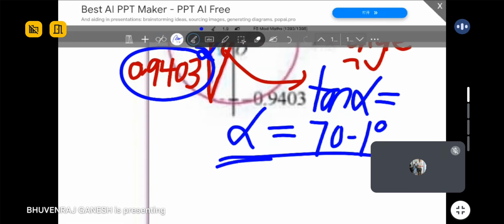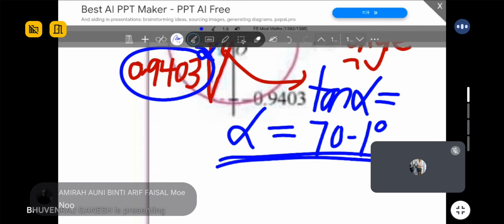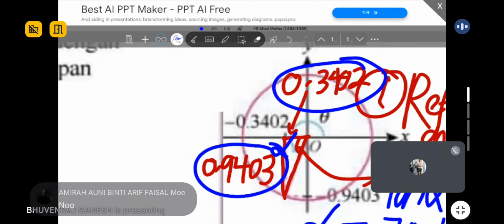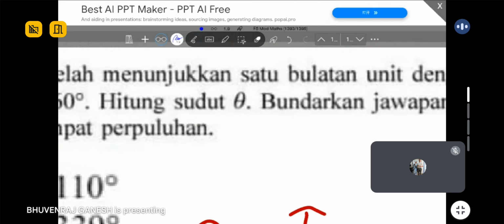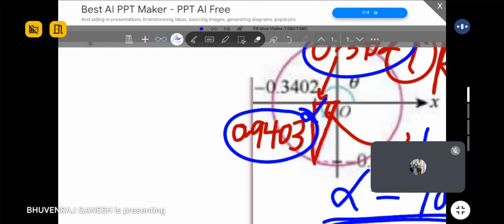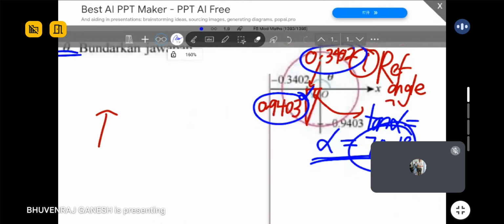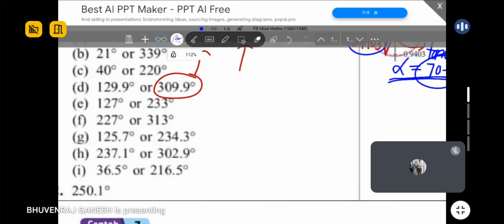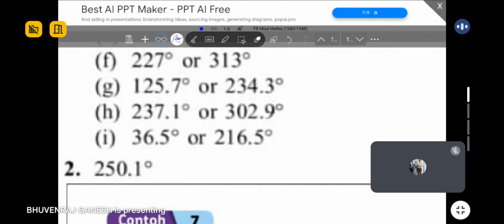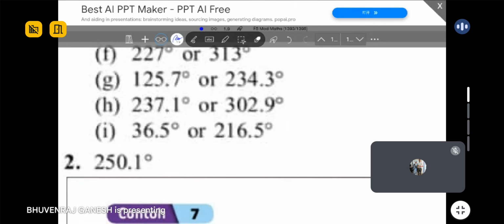Tapi adakah ini jawapan akhir guys? Is this our final answer? Yes or no? Final answer? Or not yet? Very good. You must continue the step because they ask you to find theta. Kena cari sudut theta. So basically, if you want to find angle theta, you just take 180 degree plus this answer. Then you will get the final answer, jawapan akhir. So the final answer is 250.1 degree.